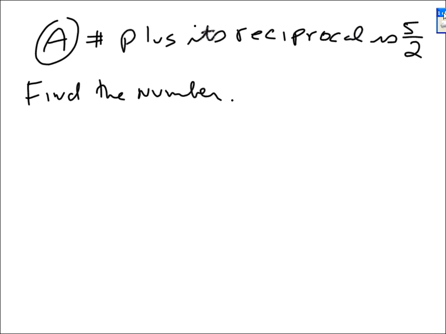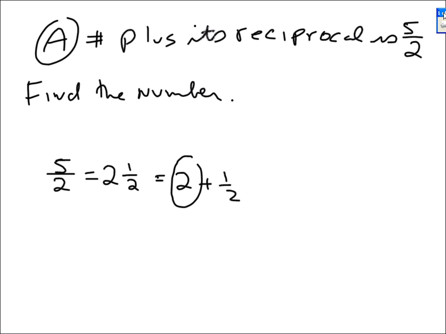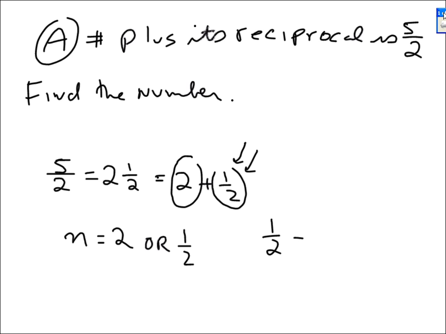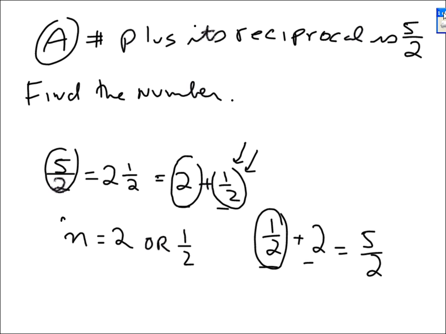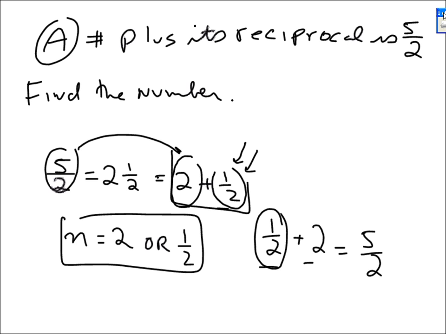Well, this happens to be very simple because 5/2 is 2.5, which is 2 plus a half. If I call that the number, let n equal 2, well then that's its reciprocal. Or, if I let that be n, the reciprocal of this is 2. And just like 2 plus a half is 5 halves, a half plus 2 is 5 halves. And there are your two answers. You didn't have to do any work other than to realize that 2.5 was 2 plus a half.